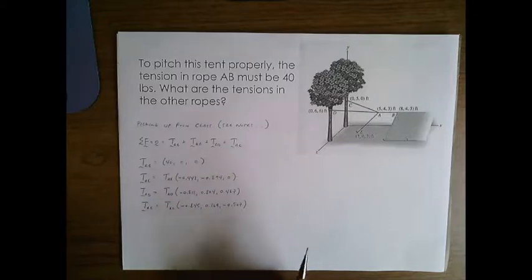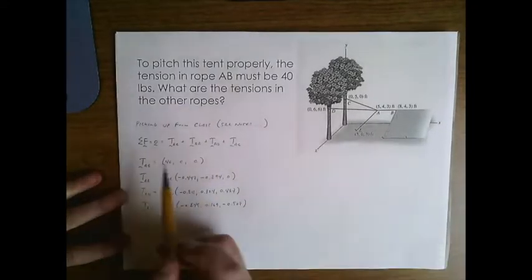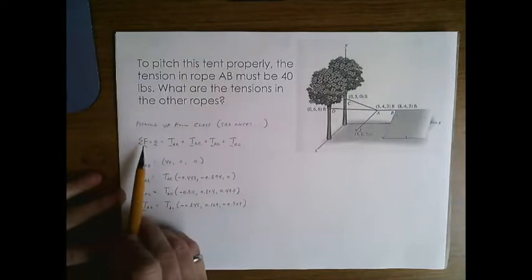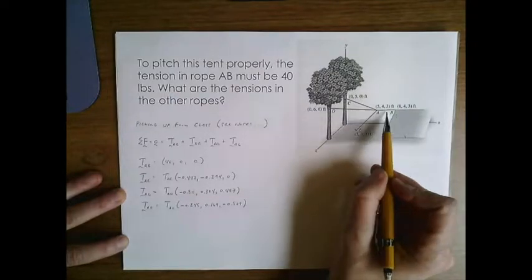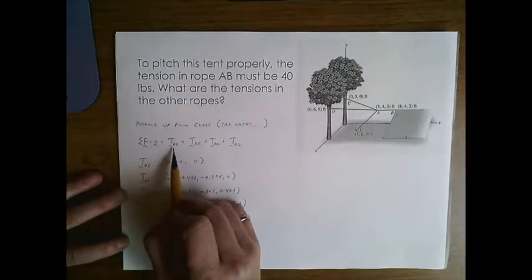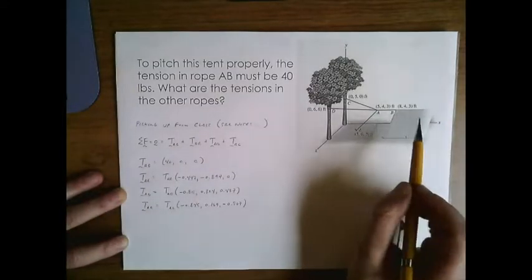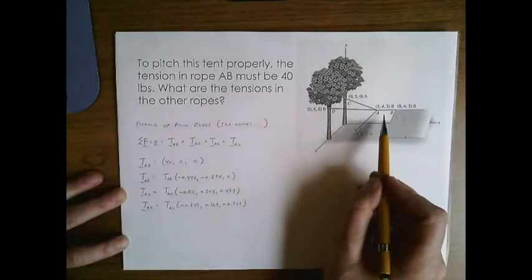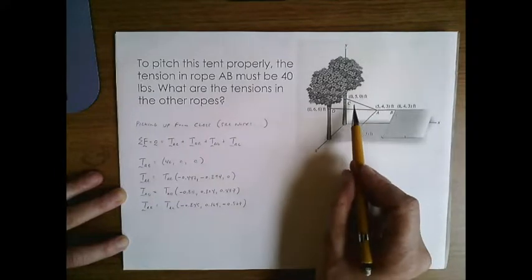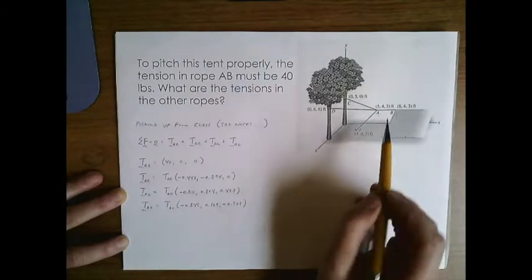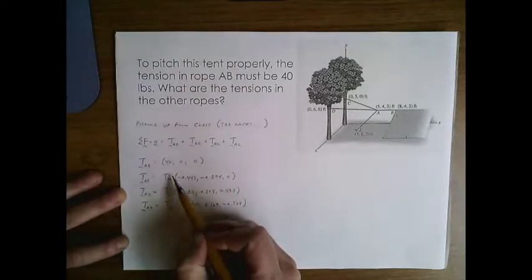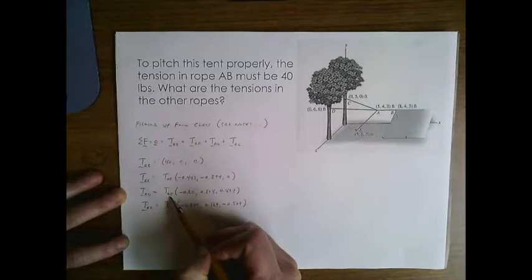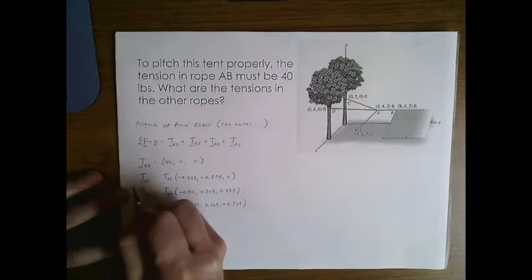Okay, so here's what we're going to do. Let me walk you through where we are. We have the sum of the forces equal to 0 at point A, which has 1, 2, 3, 4 cables coming off of it. The sum of the forces equal to 0 is TAB plus TAE plus TAD plus TAC, and we know the magnitude of AB, which is given as 40. So we've got an expression that has three unknowns in it: the magnitudes TAE, TAD, and TAC.